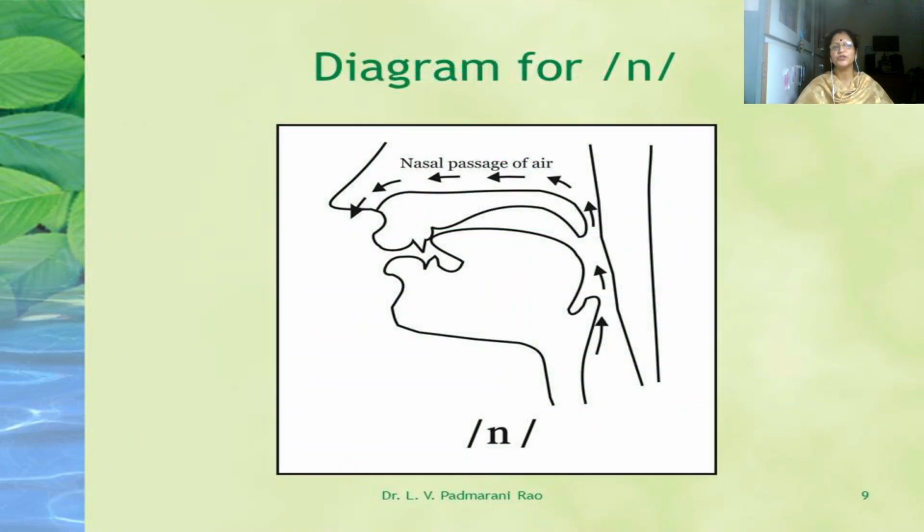Diagrammatic representation of the n sound could be followed in this way. As you could see, the tip of the tongue touches the teeth ridge here to close the oral passage of air. Now, the same thing occurs for t and d as well. The tip of the tongue touches the alveolar ridge or the teeth ridge. But the difference between t, d and n is that in t and d, the soft palate also is raised, and the air escapes through the mouth only after the tongue gets separated from the teeth ridge.